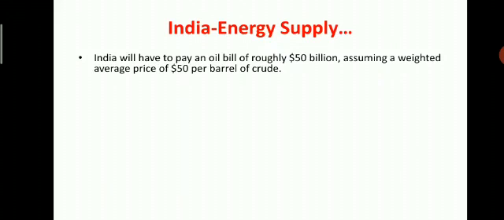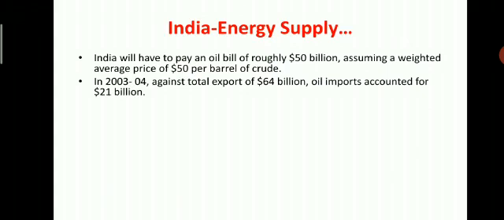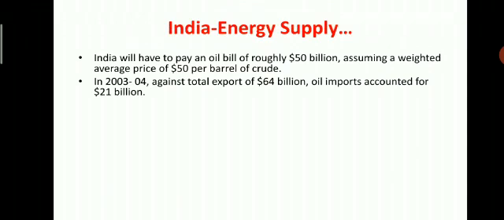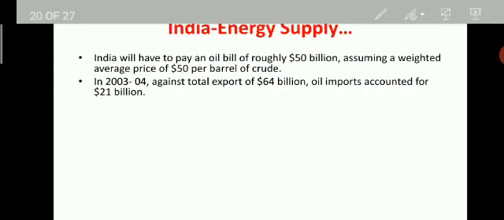India will have to pay an oil bill of roughly $50 billion, assuming a weighted average price of $50 per barrel of crude. In 2003-04, against total exports of $64 billion, oil imports accounted for $21 billion in India. So this is how much oil is imported in India, and we are seeing here the energy supply of oil from the Indian point of view.